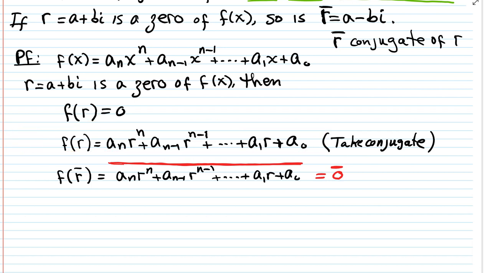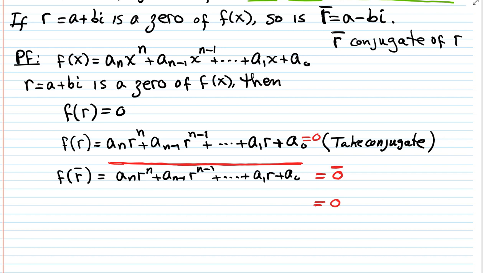Okay. And I have it here. f of r is 0, so we're going to set this equal to 0. Now, the conjugate of both sides would be this. Now remember, 0 is a real number, correct? And the conjugate of a real number is itself. So the conjugate of 0 is just 0.